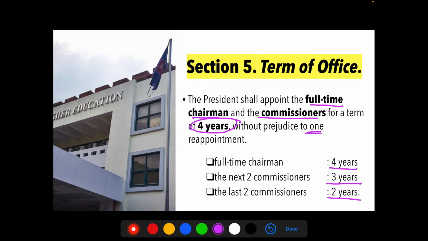If a member of the Commission fails to complete his term, take note that his successor shall be appointed also by the President of the Philippines. But take note of this one: the appointment will only cover the unexpired portion of the term. So that's for the term of office.